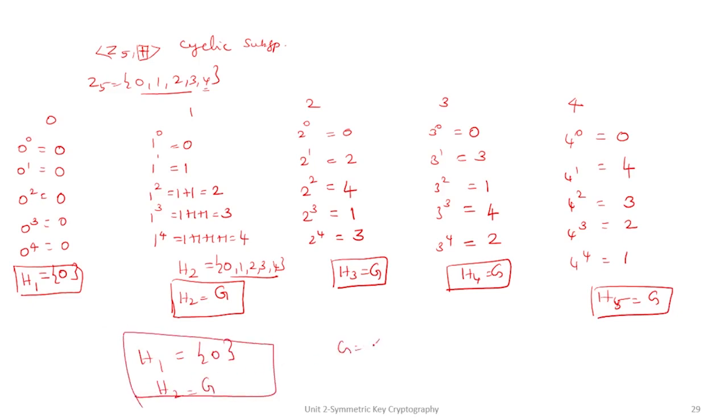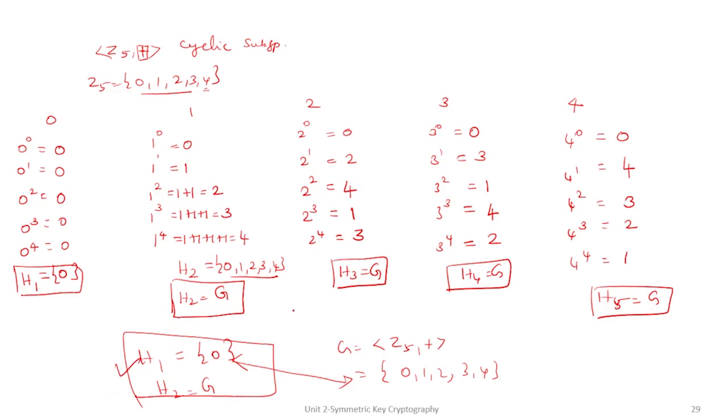So what is G? G is nothing but Z5 plus. So what are the elements of this group? 0, 1, 2, 3, 4. So you just check the subgroup values. H1 is called a subgroup because it contains the same elements of a group. So H1 is called a subgroup.